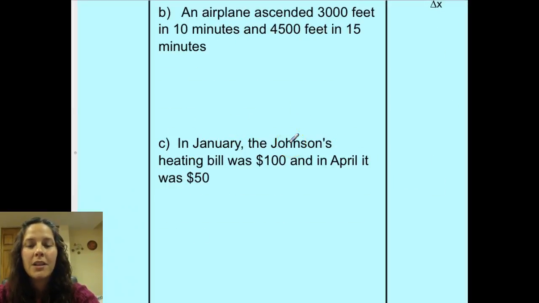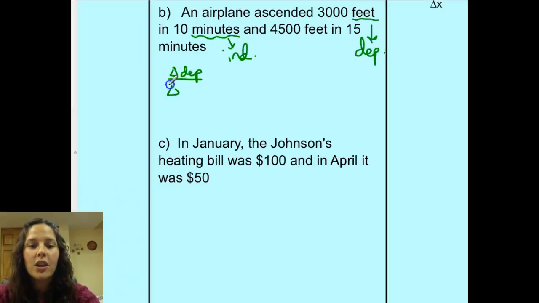Looking at our next example, an airplane ascended 3,000 feet in 10 minutes. So the variables that are changing are feet and minutes. Minutes is an example of time, so we already know that this will be our independent variable, which makes the feet the dependent variable. And that makes sense because the altitude, or the feet, depends on how long the plane has been ascending. So to calculate our rate of change, change in dependent variable over change in independent variable.